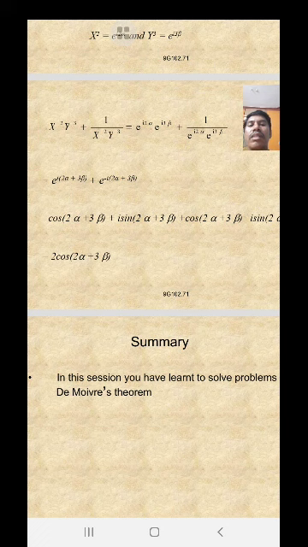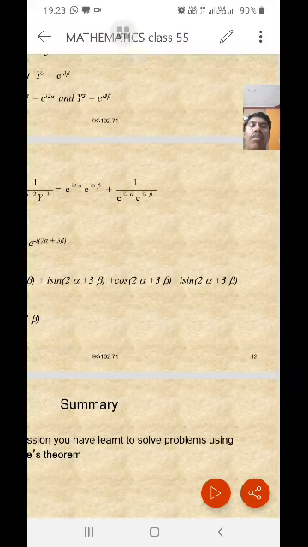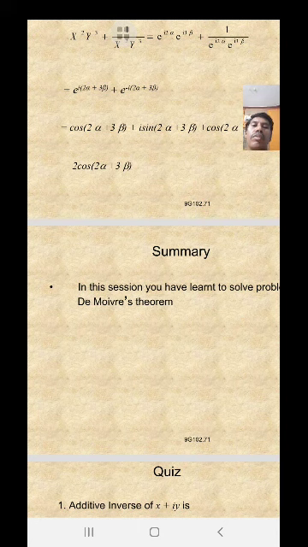Plus the second term is expressed as cos of 2 alpha plus 3 beta minus i sin of 2 alpha plus 3 beta. Then that equals, positive and negative terms will be terminated. The remaining is 2 into cos of 2 alpha plus 3 beta. So this is the proof.